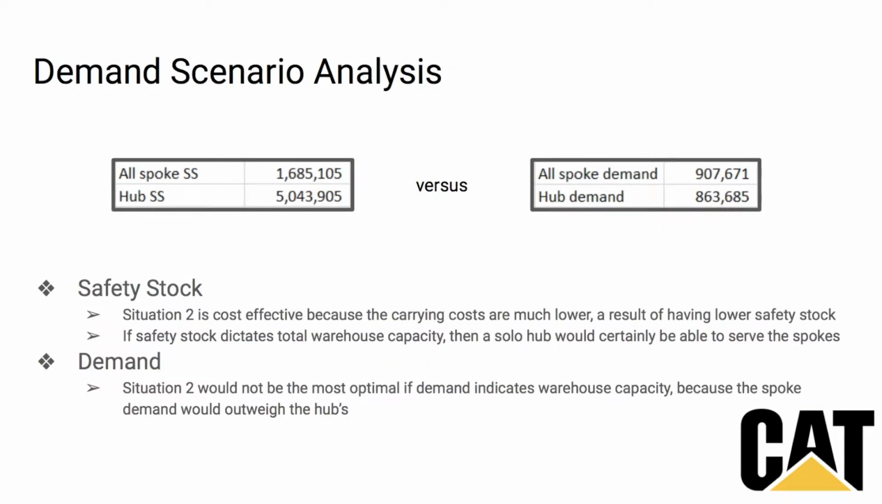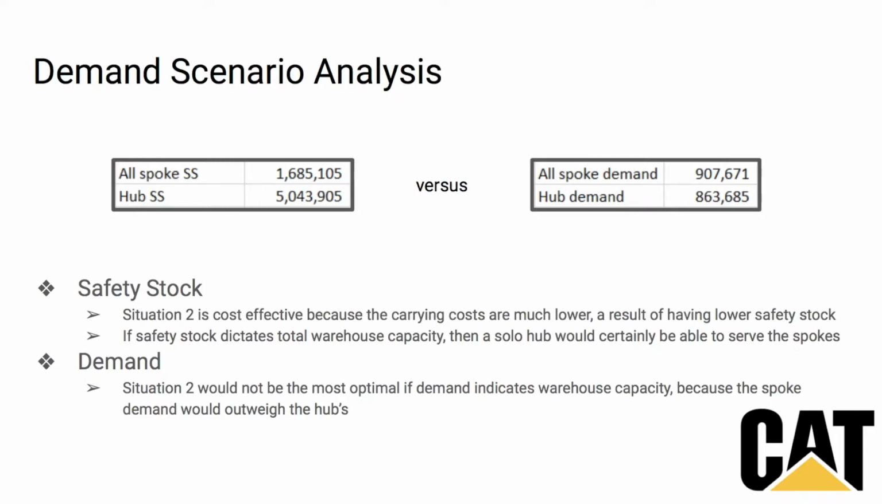Next, demand scenario analysis. When analyzing demand distribution and ordering patterns, we looked at how situation 2 varied when looking purely at safety stock levels versus demand capacities. We found that when looking at optimal safety stocks only, situation 2 was a clear winner, as the hub certainly has the capacity to maintain safety stocks for the spokes. Although when looking at how demand was allocated, situation 2 may not be the clear winner, as seen on the right.